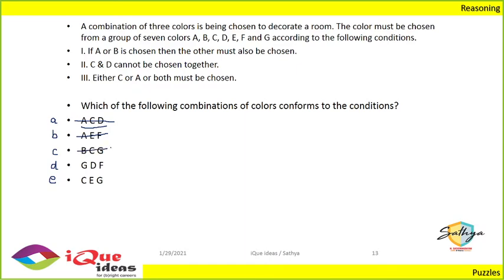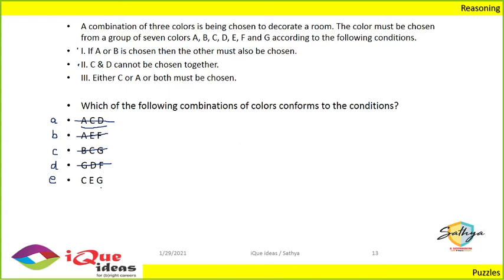Not my answer. Okay. Now, fourth one. If A or B is chosen, then the other must be chosen. Either they are together or not together. So it's possible both of them are absent. So first condition, no problem. C and D cannot be chosen together. Okay. D is chosen, C is not. No problem. Either C or A or both must be chosen. C not there. A not there, both not there. So the third condition gets violated, eliminated.